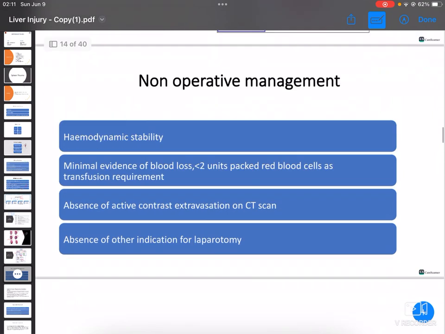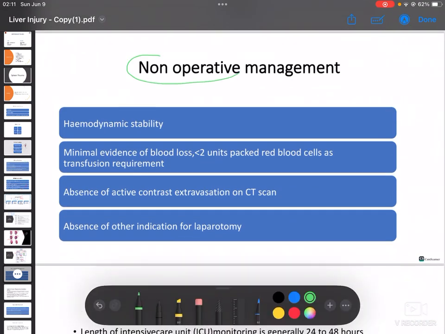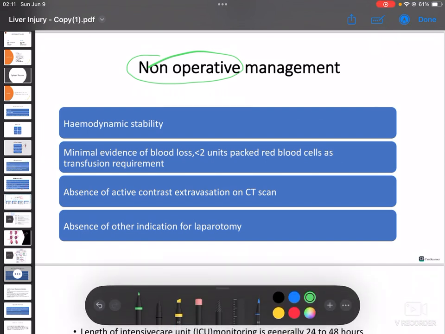Now, if the patient is hemodynamically stable, we have to go for non-operative management, so this is very important. There should be minimal evidence of blood loss, with less than 2 units of packed red cell transfusion required, absence of active contrast extravasation on CT scan, and absence of other indication for laparotomy. So when we go for non-operative management, we have to keep this in mind: when we are transfusing blood, only 2 bags are sufficient to keep the patient stable.